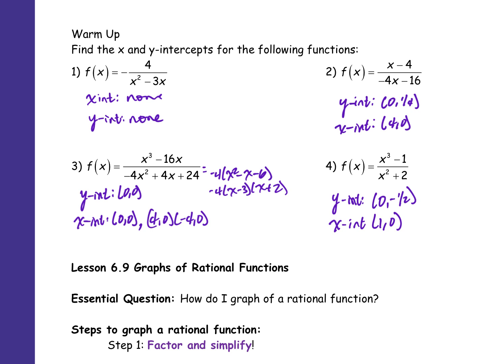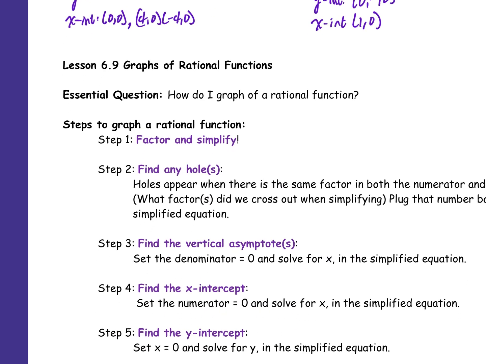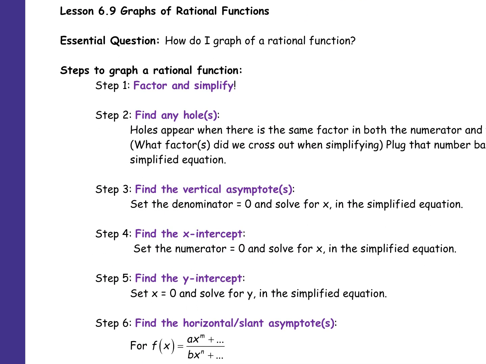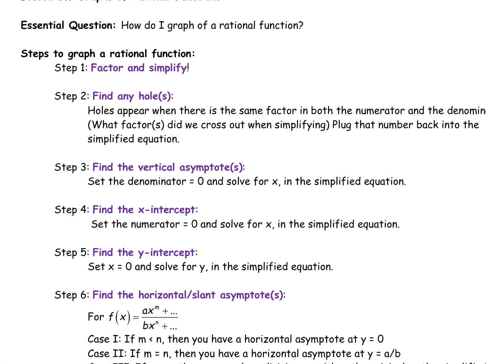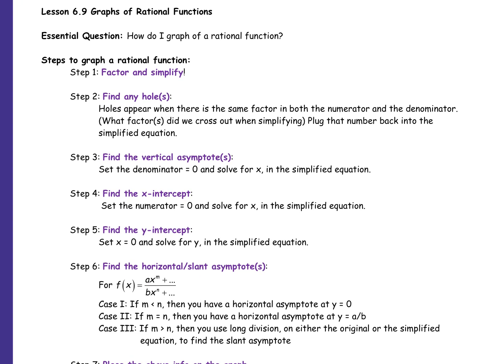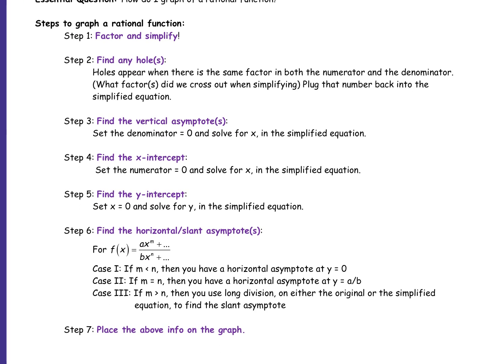Okay, so now we're going to graph. Yay. So exciting. Okay. So I kind of made some steps for graphing. You don't have to follow them, but this is how I do it when I'm thinking about graphing. So step 1, factor and simplify. It's the first thing you do, right? Step 2, find any holes. Holes appear when the same factor is in both the numerator and denominator. I just wrote down the directions in case you guys need them. So holes appear when I simplify and I cross out, right? When I make a 1 with x's.